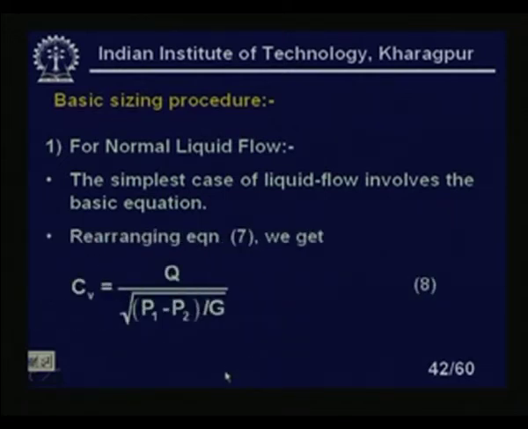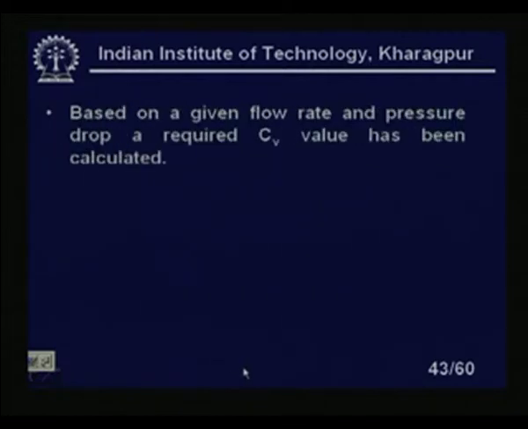Rearranging equation 7, we can get Cv equal to Q upon the square root of P1 minus P2 by G. Based on a given flow rate and the pressure drop, a required Cv value has been calculated. This is very important, this is called the characteristic of the valve, right.